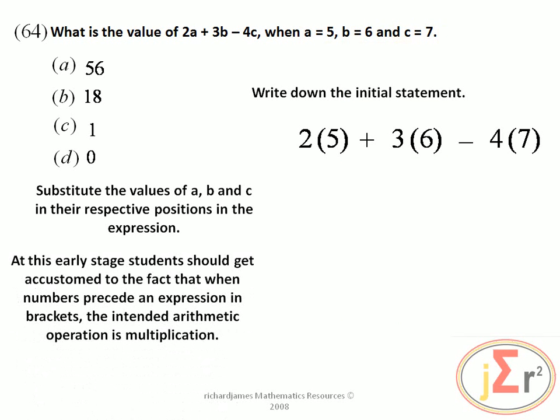At this early stage, students should get accustomed to the fact that when numbers precede an expression in brackets, the intended arithmetic operation is multiplication. So we have 2 before this 5 here. It means 2 multiplied by 5, and this means 3 multiplied by 6, and this means 4 multiplied by 7. And of course, we need to remember our multiplication table. 2 5s, 10, 3 6s, 18, 4 7s, 28.